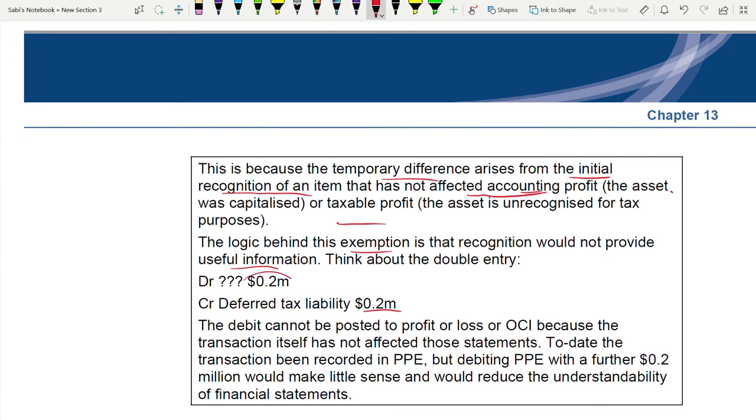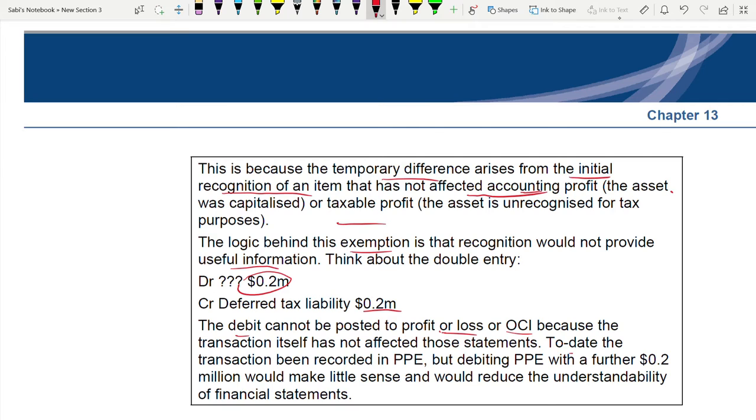Where are you going to debit? Every accounting entry needs a debit and credit, no? That's why it's known as double entry. Credit, okay. Deferred tax liability, you recognize it and put. What about the debit? You cannot post the debit to P&L or OCI because the transaction did not affect any of this.